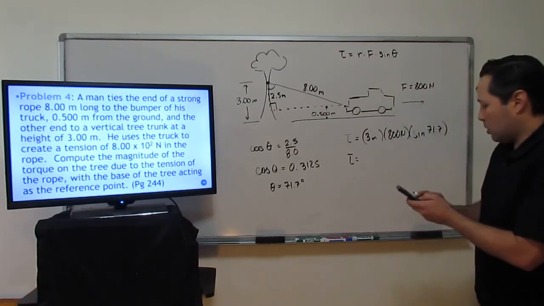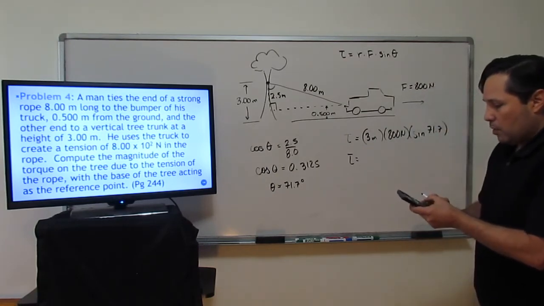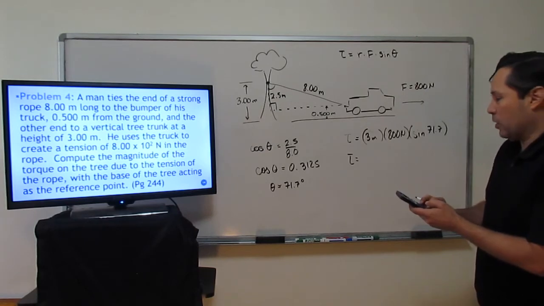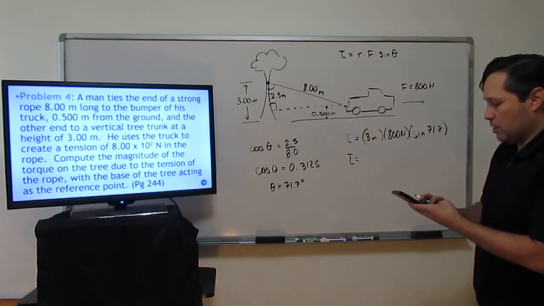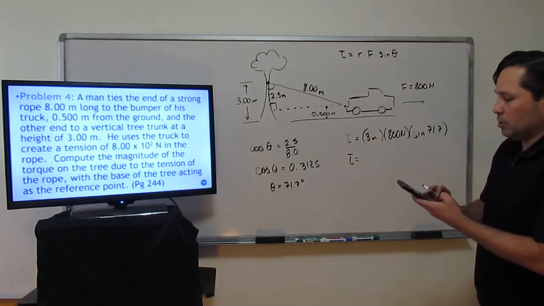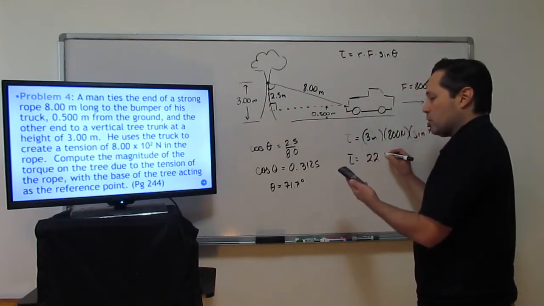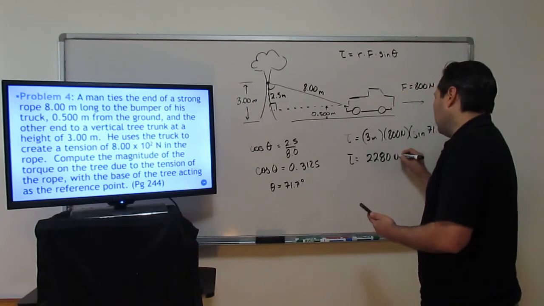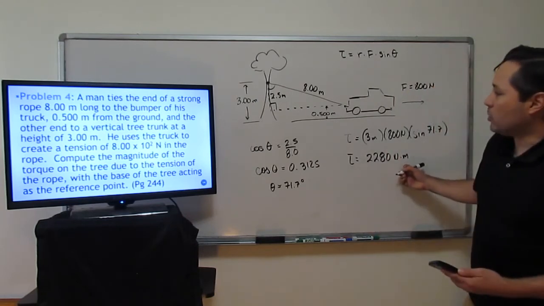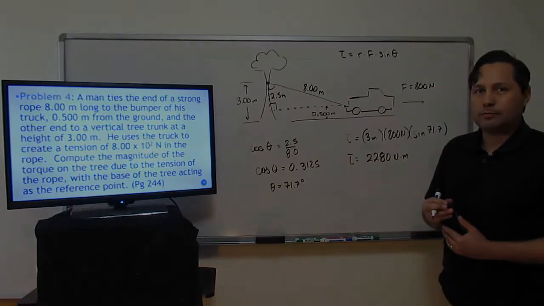the tree. So it's going to be sine of our answer, which is 0.949, multiplied times 800, multiplied times 3 meters. It's going to give us a total torque. We're going to round it up slightly, 2,280 newton-meters. And that is your answer for problem number 4.